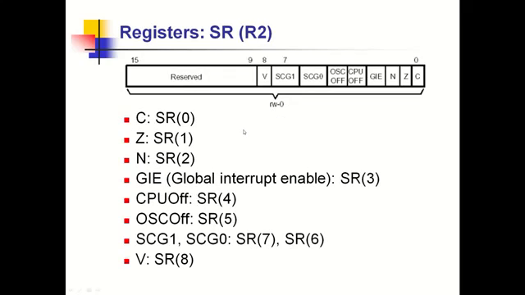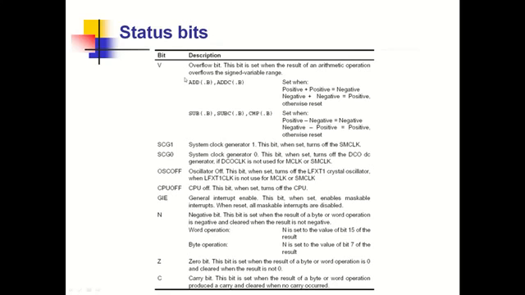Status register, which is the R2 register, as we have discussed, holds the carry flag, zero flag, negative, global interrupt, CPU on and off, oscillator on and off, then the clock source and the overflow. So as discussed, SCG0 and SCG1 are the system clock generator bits. If this bit is 1, it turns off the SM clock, and if this bit is 0, when set, it turns off the DCO, the DC generator. So that is how you can choose which clock generator you want to turn on and off.